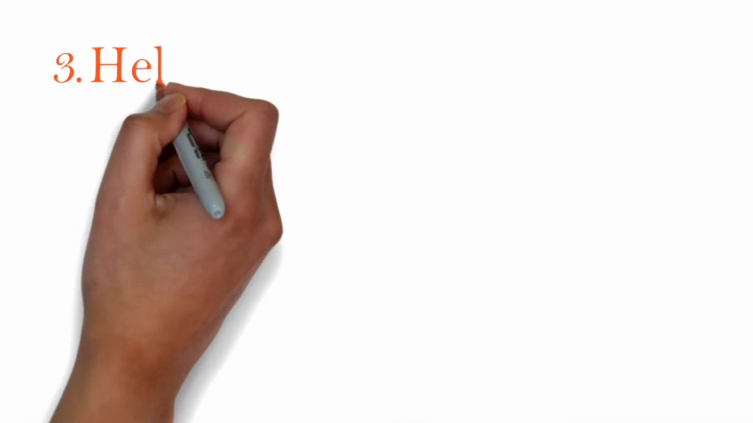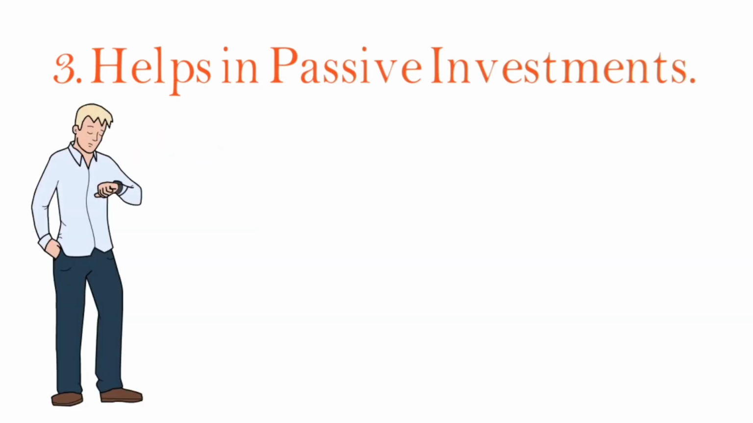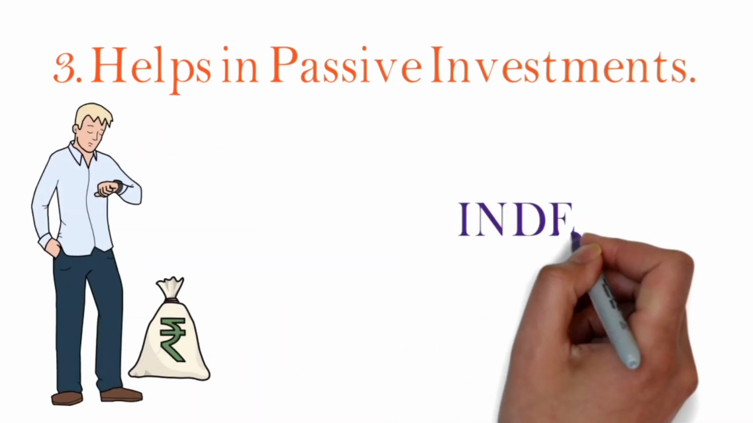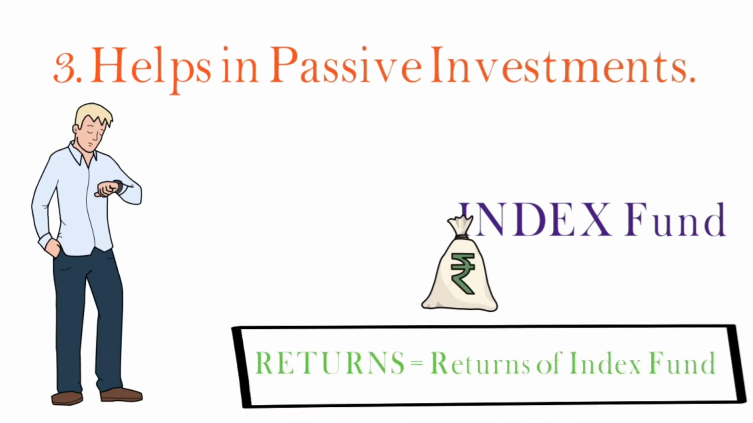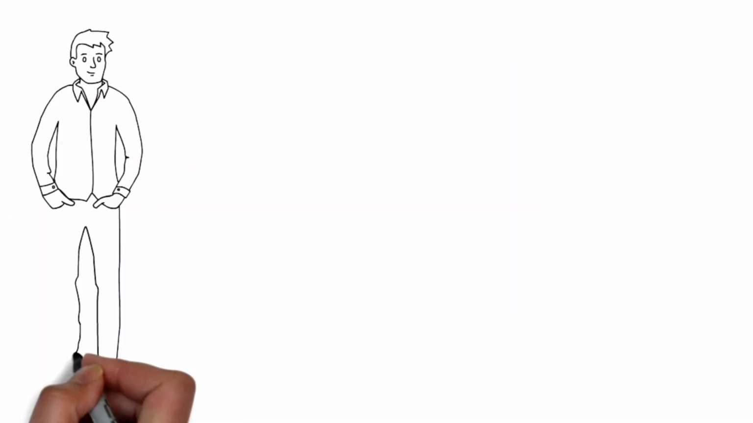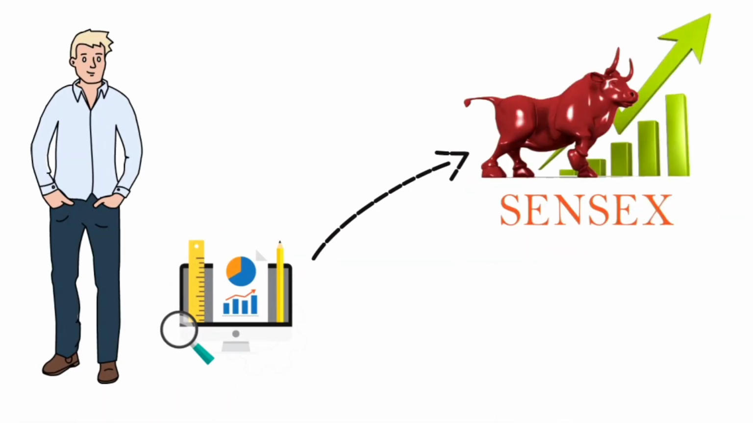Number 3. It helps in passive investments. Investors who don't want to spend their time learning about the stocks can choose to directly invest into an index fund. Their returns will resemble that of an index. So, for example, if an investor's portfolio resembles the Sensex, then his portfolio is going to deliver returns of around 8% when the Sensex earns 8% returns. Now let's move to the two most important indices of our country.